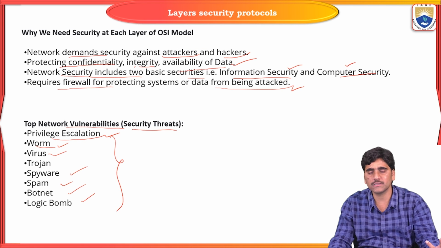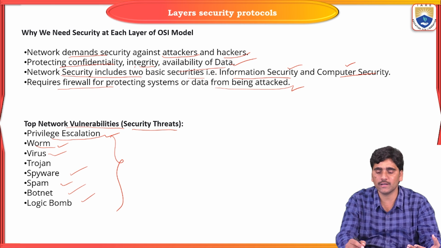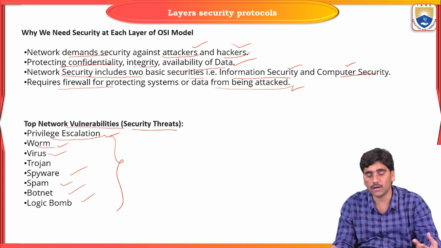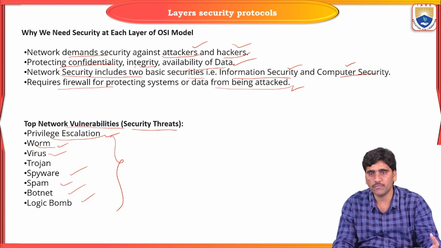And what is the purpose, the necessity of security in each layer? Network security demands security against attackers and hackers, and protecting the confidentiality, integrity, and availability of the data, for information security and computer security purposes. And the top network vulnerabilities are these: privilege escalations, worms, viruses, trojans, spyware, spam, botnets, and logic bombs. These are all different types of network vulnerabilities.